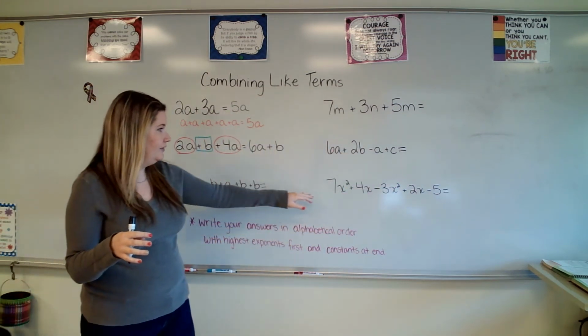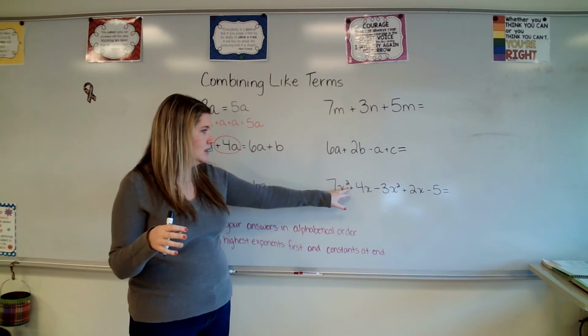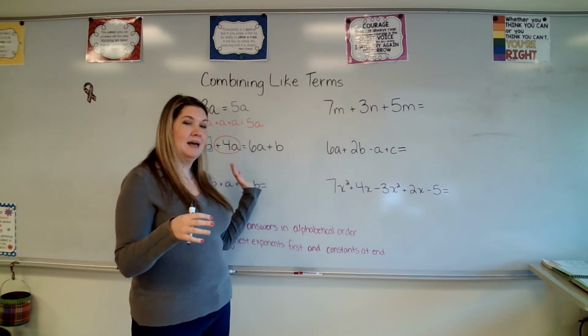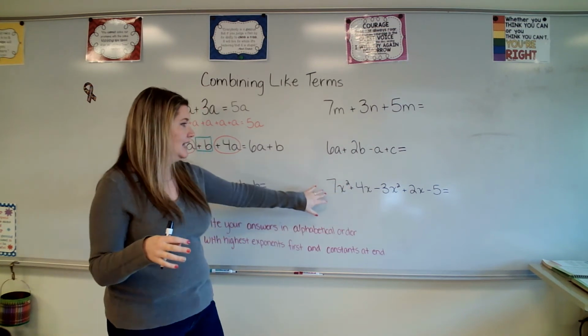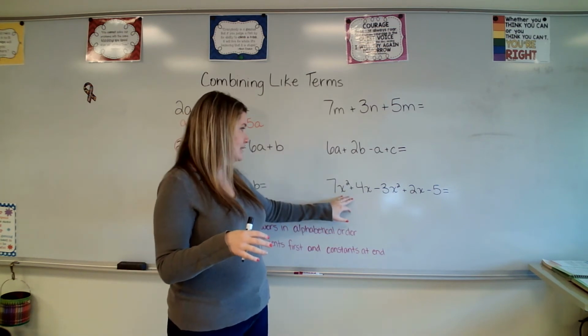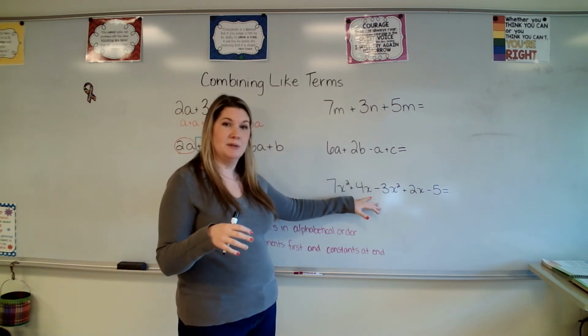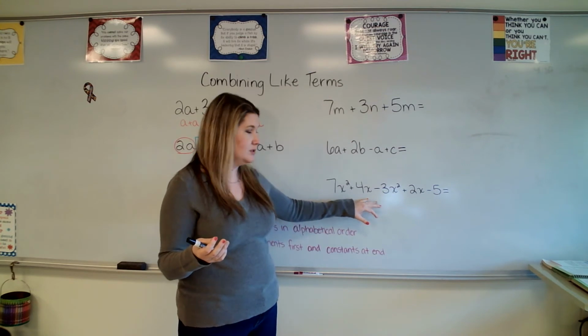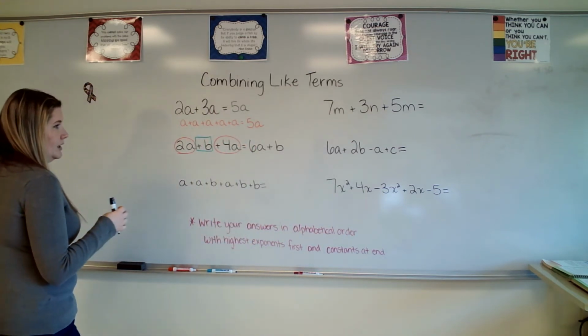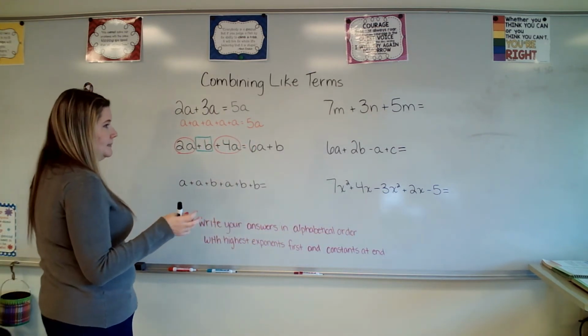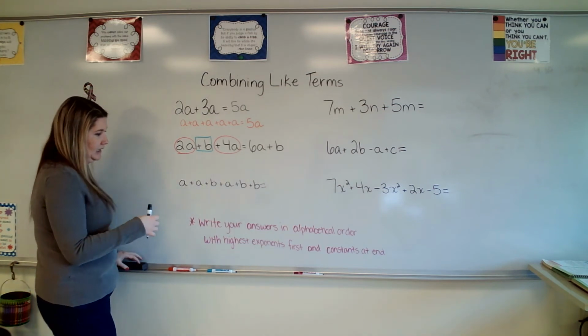If you have exponents, you have to put those at the beginning by the highest exponent first. So if I had x to the third, that would come before x to the second. That comes before just plain x, which is the same as x to the first. We're not going to do too many with exponents, but those will come up. So remember, those have to come at the beginning.